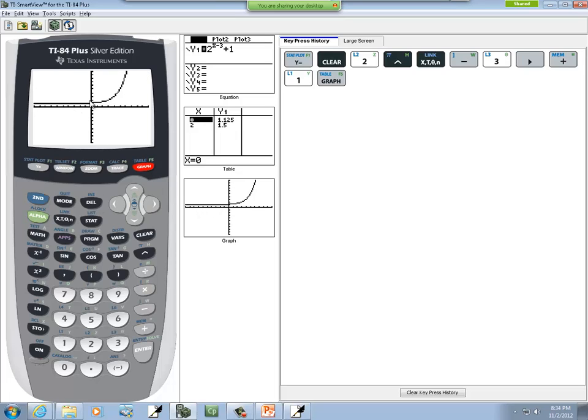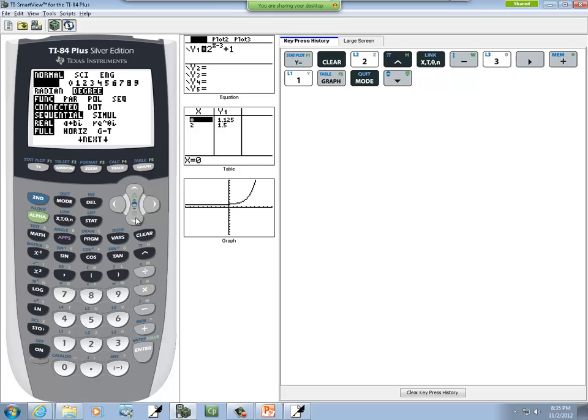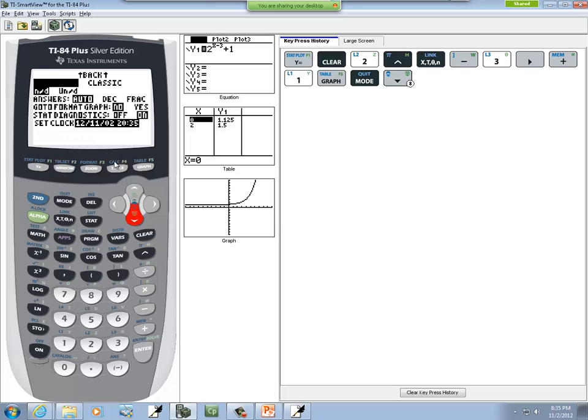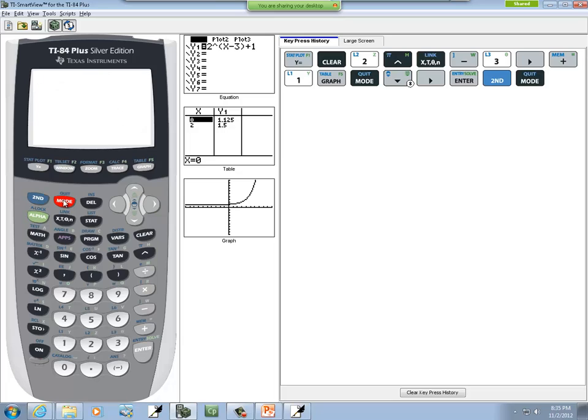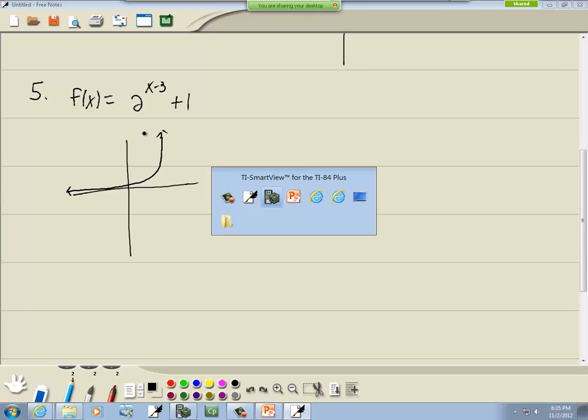Now, if you don't want that to be that way, you want it to appear like everything else I type in. If you go into mode, down arrow to your second page, and where it says math print and classic, you want to right arrow over, put your flashing cursor on the classic, and press enter one time, and then do a second mode. And now it'll be like how I enter it each time. But anyway, that's how you put it in your calculator.